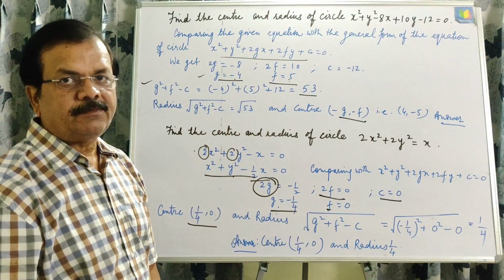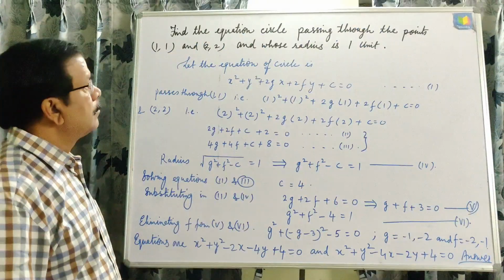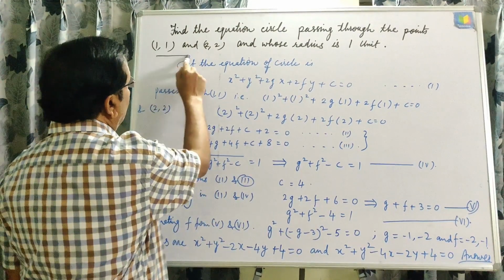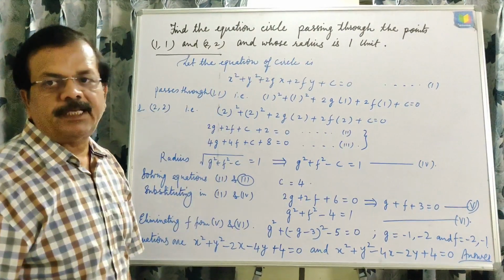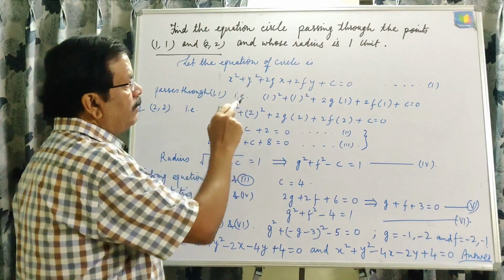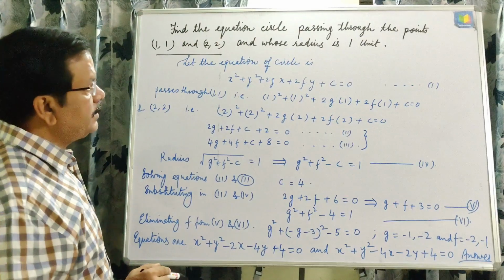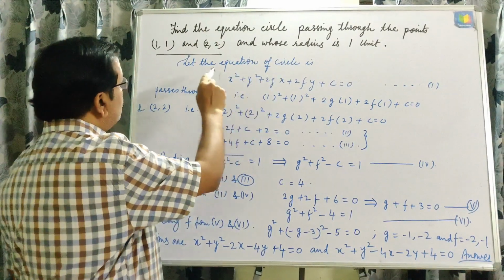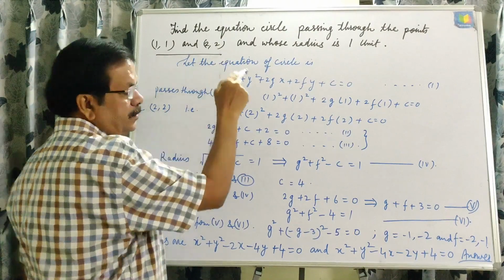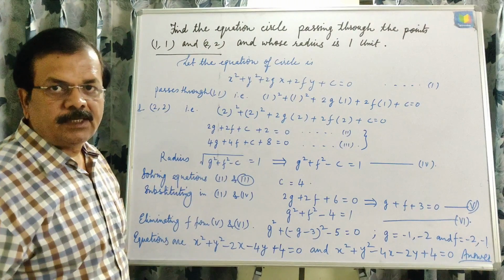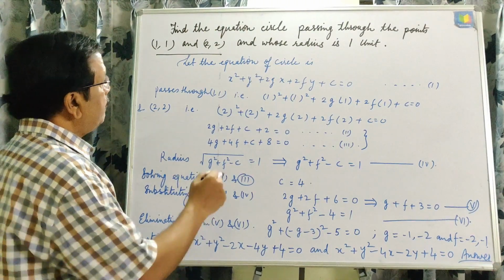Now next question. Find the equation of circle passing through the points 1, 1 and 2, 2 and whose radius is 1 unit. This type of question and one more type of the same, find the equation of circle passing through the points, where 3 points are given. Both the questions will be solved in the same way.